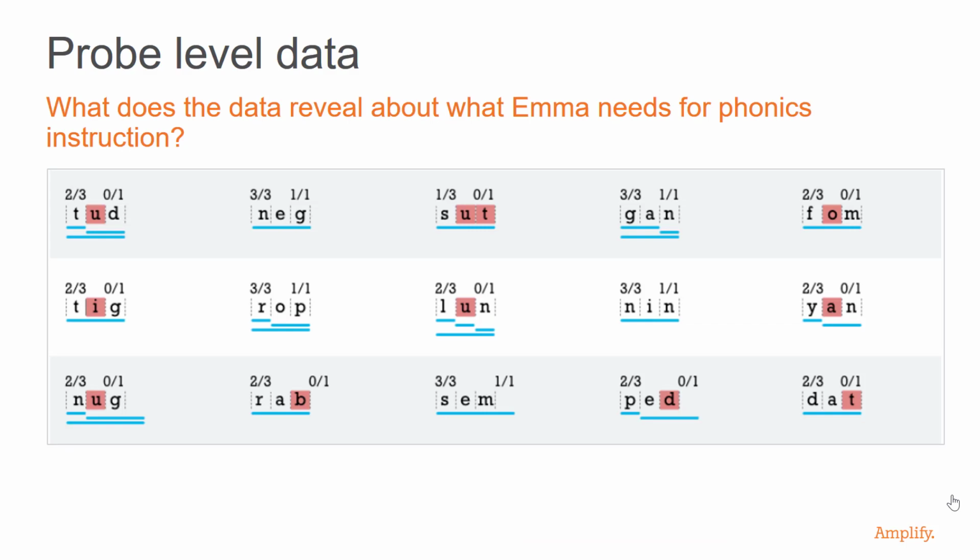Ms. Jacobs can zoom in even further and open a probe level report. On this report, she can see the letters a student read correctly, the words they read correctly, and the errors that they made. Feel free to pause your screen and see what the data reveals about Emma's phonics needs.